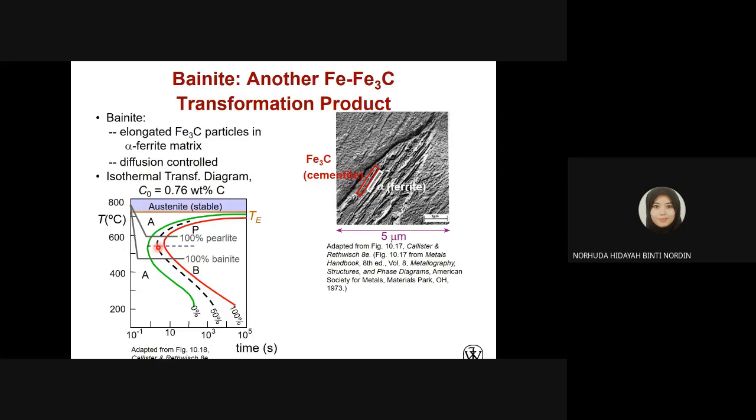Anyone? Do you understand? This black line is 50% pearlite. It states that 50% pearlite from here to here. What is the phase of the other 50%?